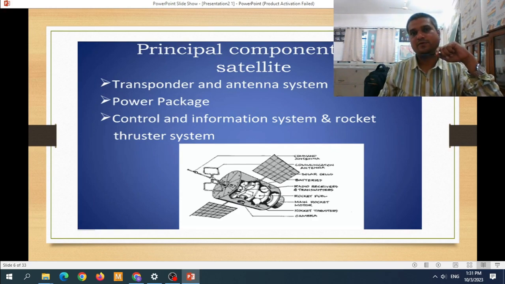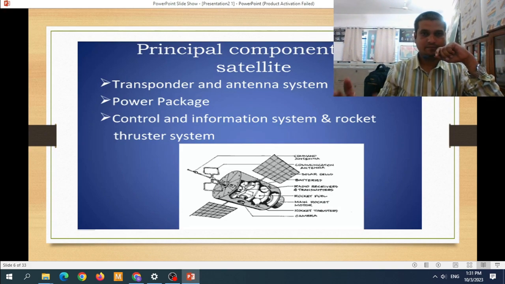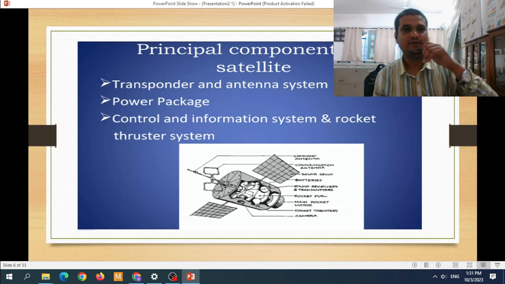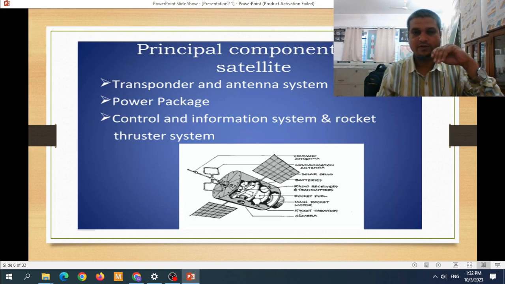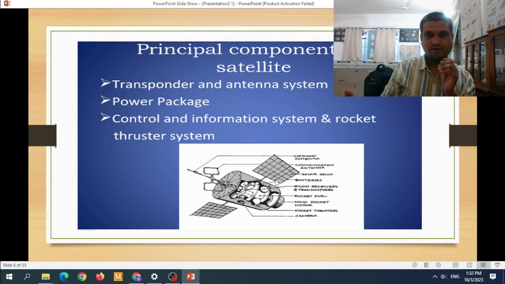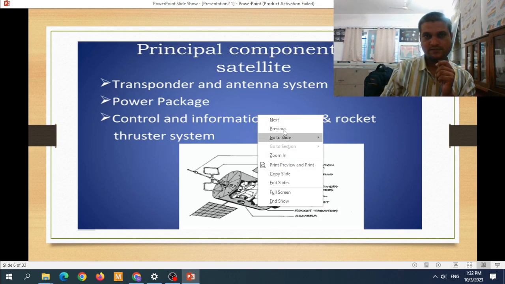Then principal components of satellite. You know that without an antenna system or power package we can't build a satellite. This is the basic of the principal components of a satellite: transponder and antenna system, power package, control and information system, and thruster system. Here you can see the different systems: the antenna, then communication antenna, solar panel, then battery, then rocket fuel, main rocket motor. This is an ideal photo of that particular satellite.